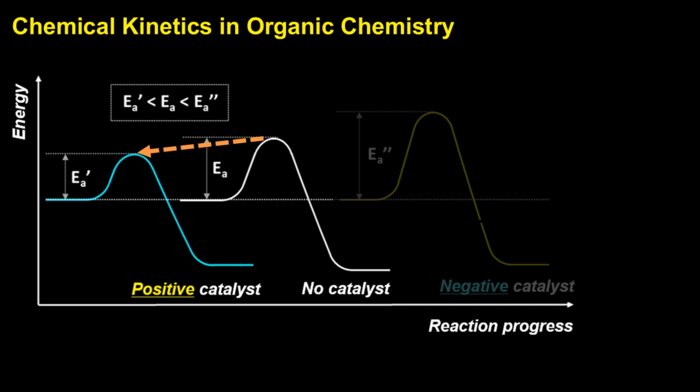Take a look at the graph. The curve shows different energy barriers for the same reaction. Without a catalyst, the activation energy, EA, is relatively high, so only a small number of molecules have enough energy to react. But with a positive catalyst, the energy barrier is lower. That makes it much easier for more molecules to successfully collide and react. And this is exactly why catalysts are so widely used, both in industrial processes and in biological systems. They help reactions happen faster without being used up themselves.